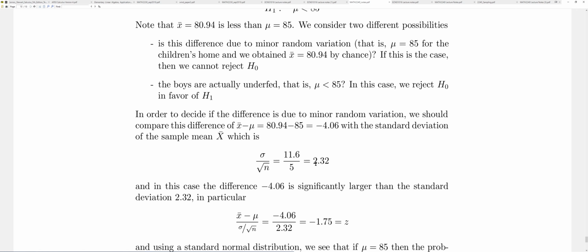Okay, and how you compare is, well, you compare the magnitudes. So you take the minus 4.06 and you divide it by the standard deviation, and you get this value over here. Now what you're looking for is the size of this. In particular, you're looking to see, for example, if the size is bigger than 1 and so on. And in this case, what we get is that the minus 4.06 over 2.32 is minus 1.75.